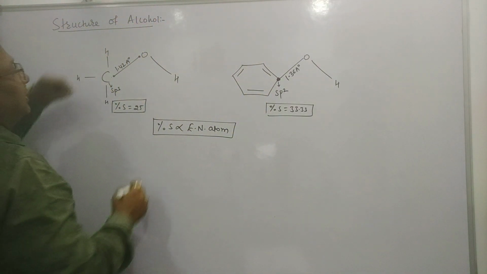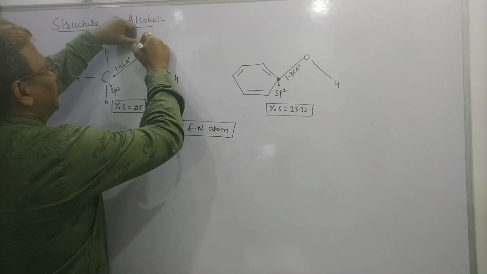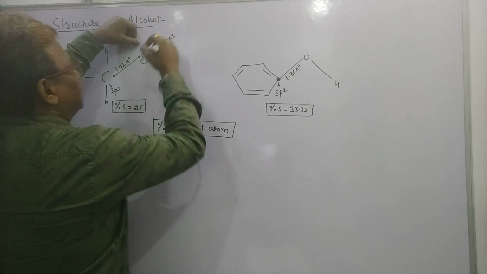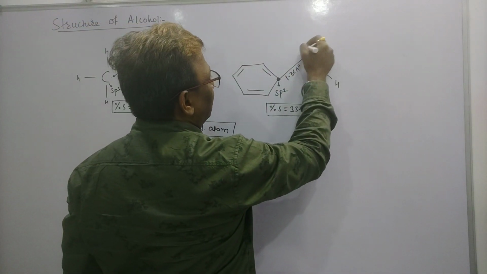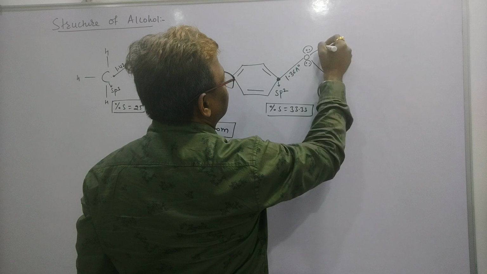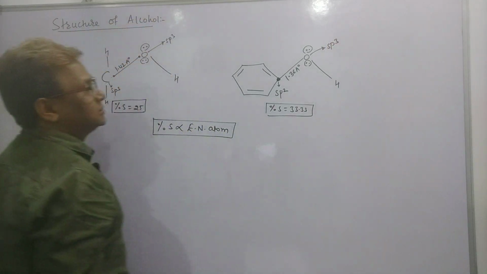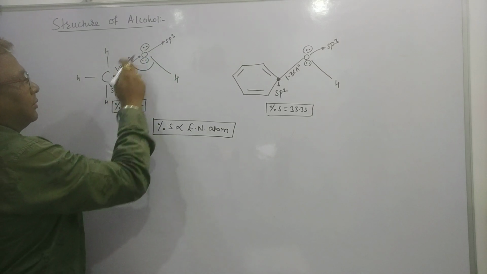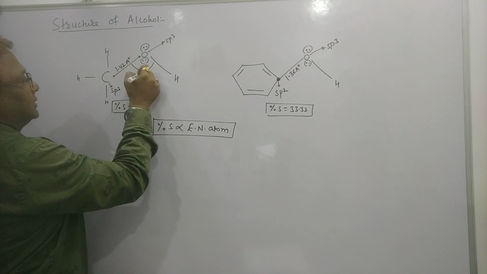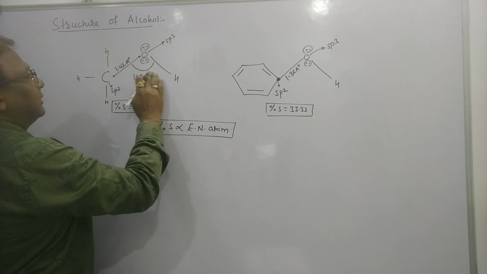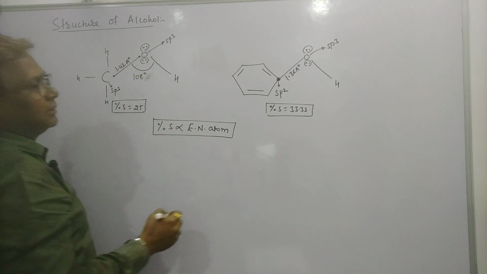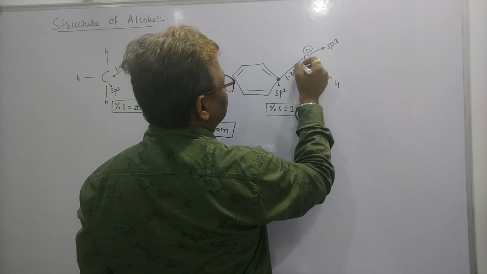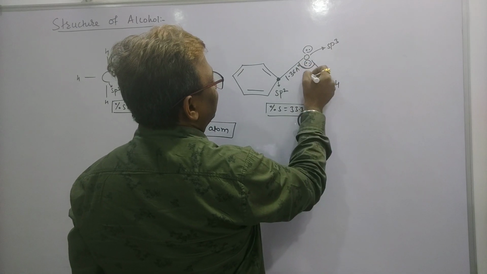Second one: this oxygen has two lone pairs, right, beta? And this oxygen undergoes sp3 hybridization. Even this oxygen also has two lone pairs, and it also undergoes sp3 hybridization. But in this case, the bond angle between carbon, oxygen, and hydrogen is 108 point something. What can we say? It is 108 degrees that we are getting, beta. But if you check the bond angle between carbon, oxygen, and hydrogen in the phenyl group, beta, it is more than that.